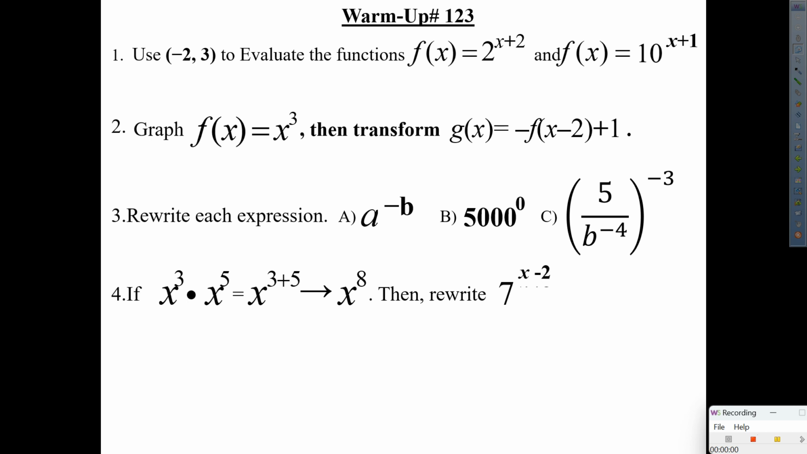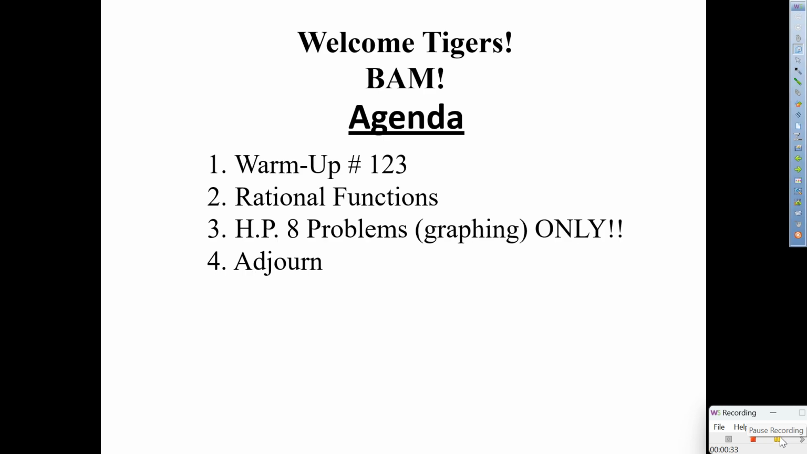Warm-up 123 on the screen. That shouldn't take you long. Thank you to those of you that started right away. Appreciate it. You guys should be experts at this by now, so I'll leave that up there for a little bit. After that, get a Cornell note. You're going to need four coordinate planes from negative 10 to 10. Set that up, please.